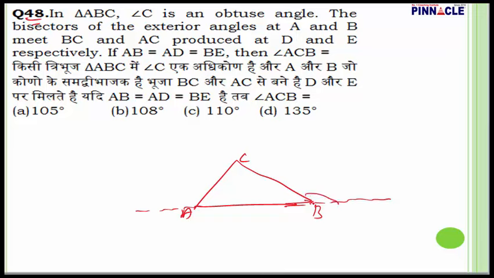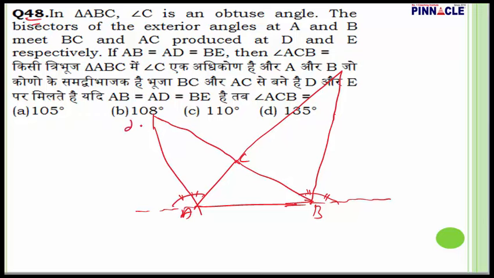The exterior angle would be, this is the exterior angle, the bisector of this, and this would be the bisector angle. The bisectors of the exterior angles at A and B meet BC, this is BC, when we produce BC and AC, this is AC. If we produce this, then this will meet AC at D and E respectively. If AD and BE are equal, then we have to find the value of angle ACB.